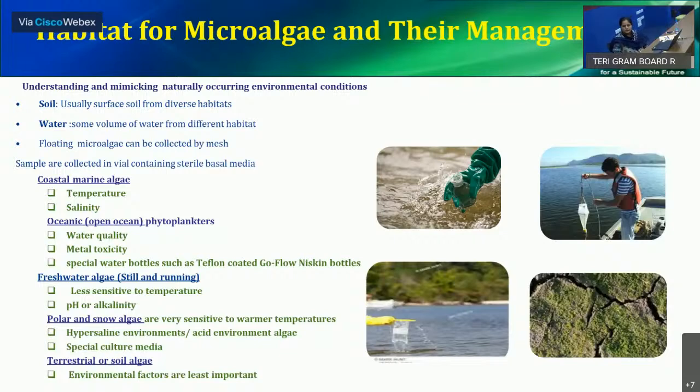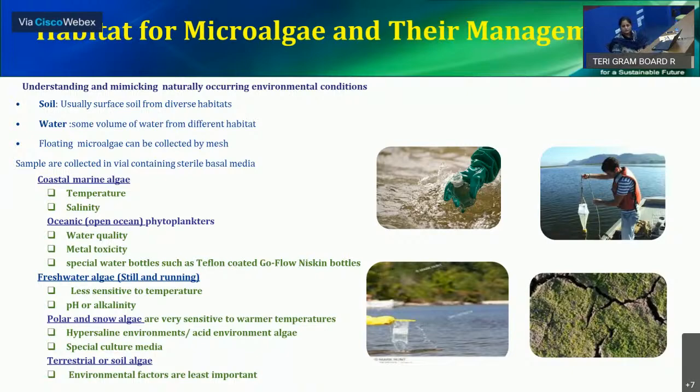And if we move further towards the oceanic open seas, then there are also challenges with the water quality, because there the metal toxicity is very high. For example, heavy metals like lead, arsenic, zinc are present in that water, which may be good for growing other organisms, but at the same time it can be harmful for the algae. So you need to measure the quality of the water which you are collecting.